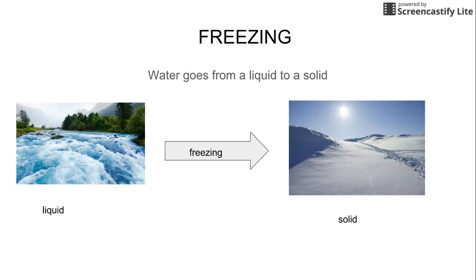Water can also go from a liquid to a solid, which we call freezing. So you see in the picture here, water is a liquid, and then it goes through the process of freezing to become solid snow or ice.